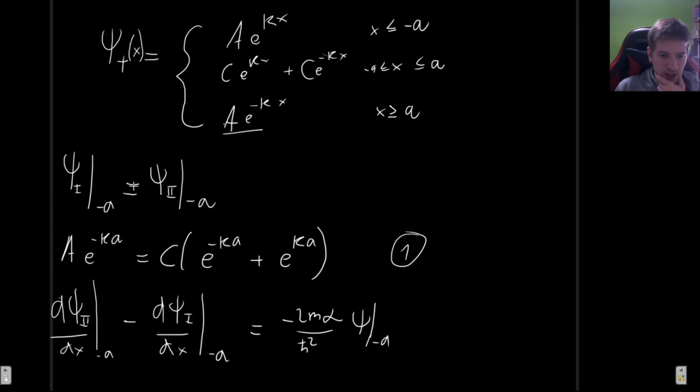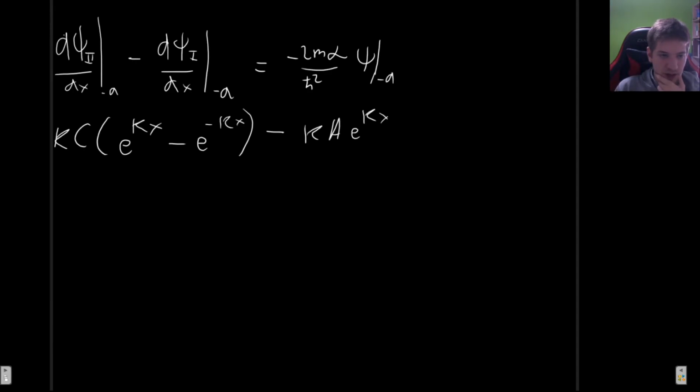It was positive kx, right? So it was k a e to the kx, and this is k c. There's a minus sign that comes from taking this derivative, so I think it's all good. Okay, and then we have this is going to be equal to minus 2mα/ħ², and now we have to evaluate this function at minus a.